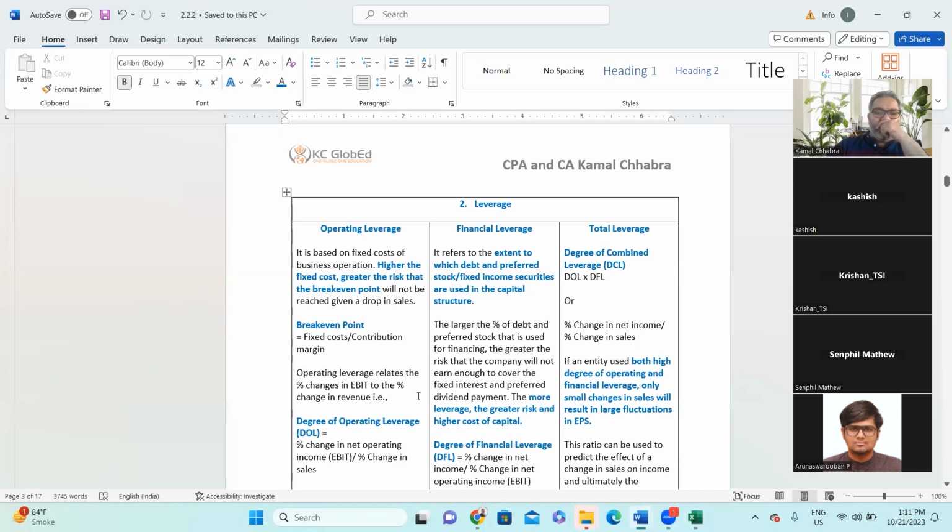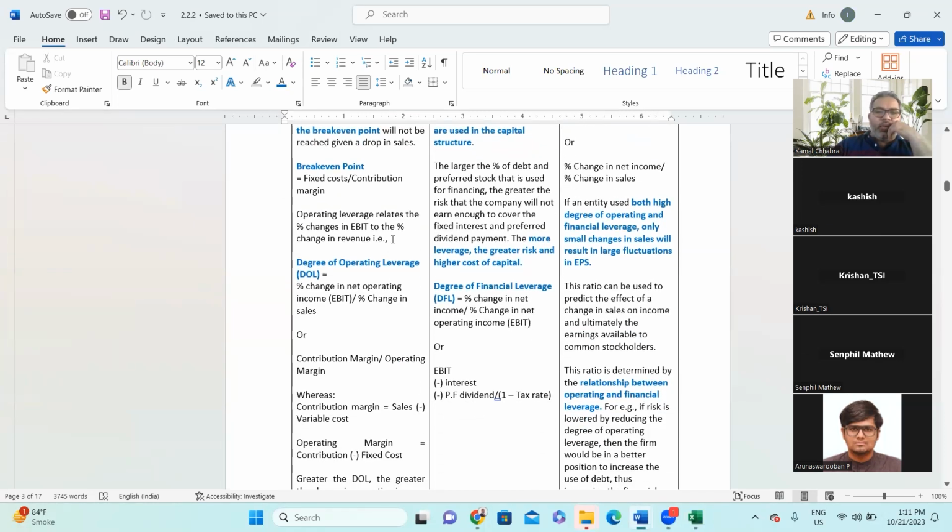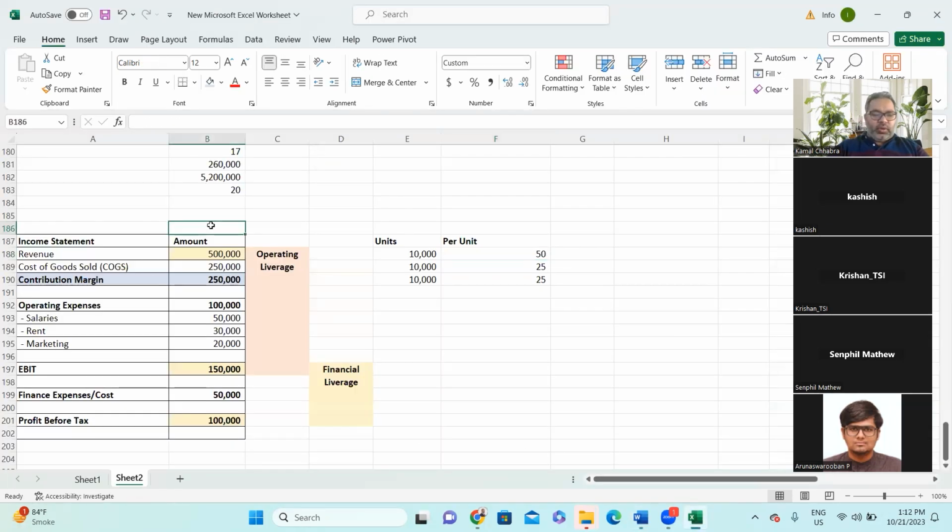So operating leverage relates to the percentage change in EBITDA to the percentage change in revenue. So what is called operating leverage? It is the percentage change in earnings before interest and tax divided by the percentage change in sales. So that means this is your, let's assume, year 1.